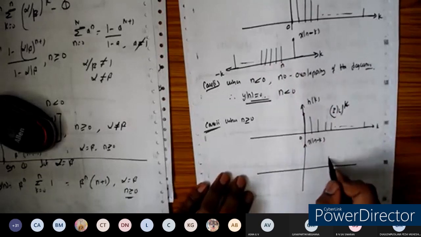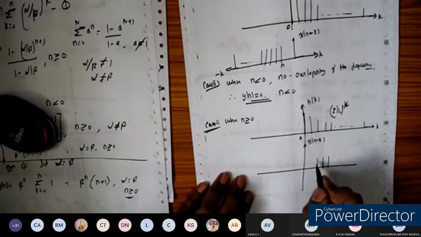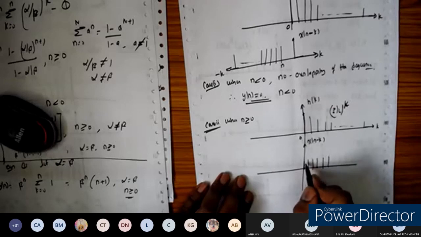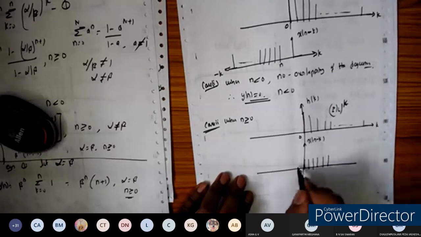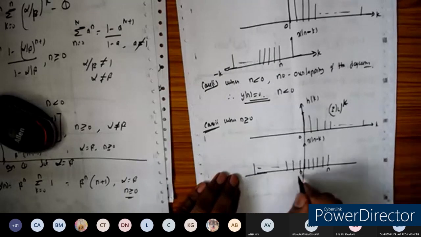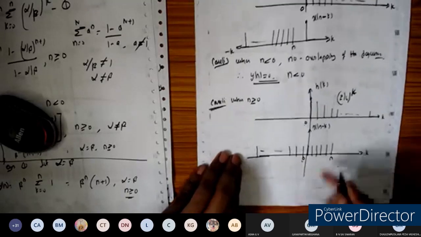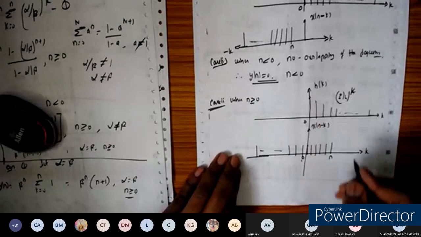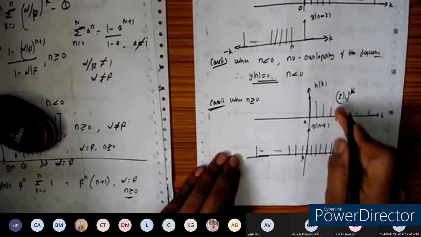So I'm going to move the n randomly. I'm going to move it here. So it will be something like this. So this is 0, and the waveform will continue till minus infinity. So this is n0. So when you take the product of this one, somewhere here n will be there.